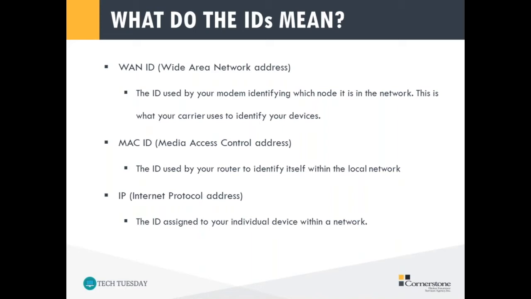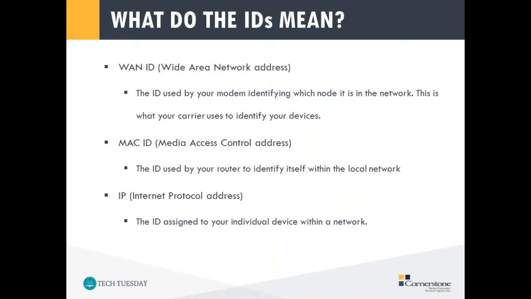There's also the Media Access Control ID, or address. This is the ID used by your router to identify itself within the local network. So whereas the WAN ID tells your device apart on the large network, the MAC ID tells it apart on the local network. So a WAN ID would be like my router telling the rest of the routers on Spectrum's network that it exists and it is this specific address. The MAC ID says that it exists within my apartment's set of interconnected devices.